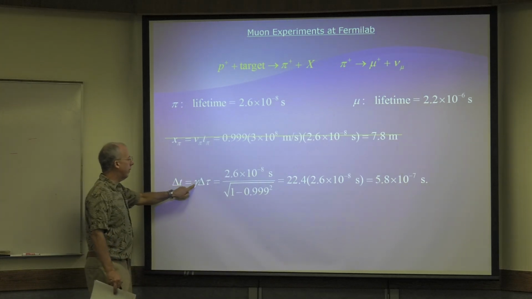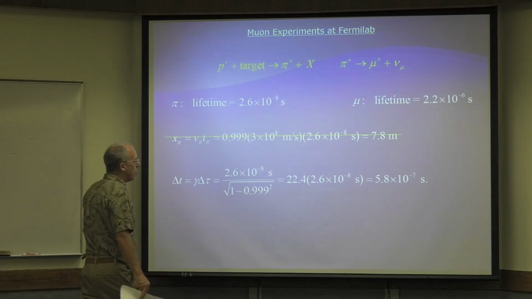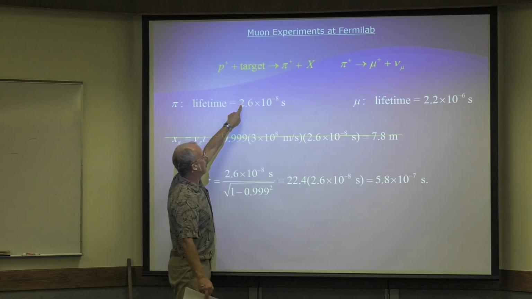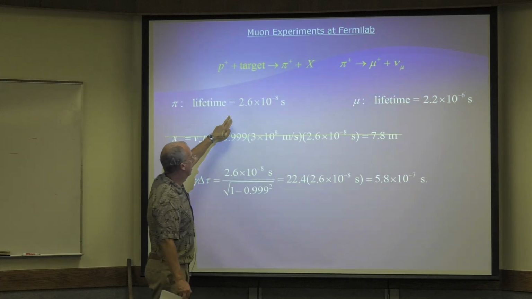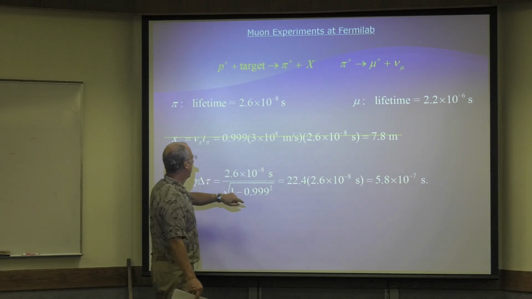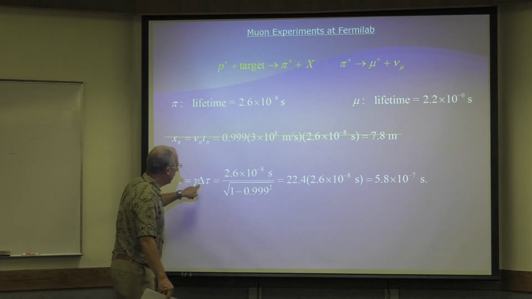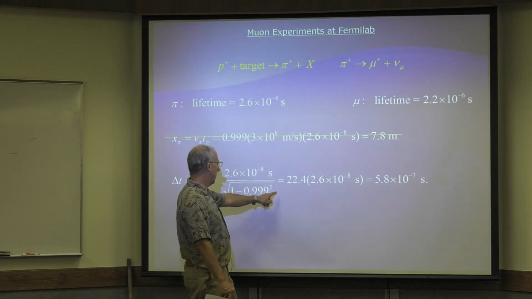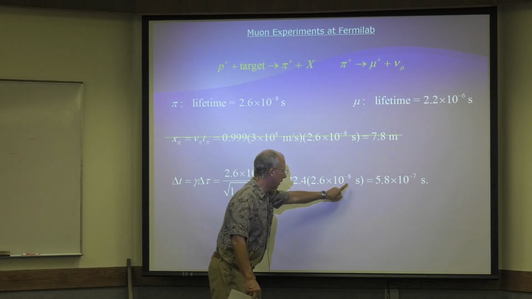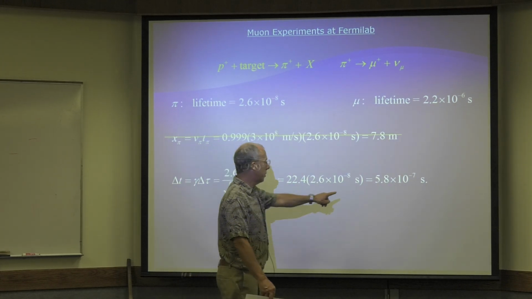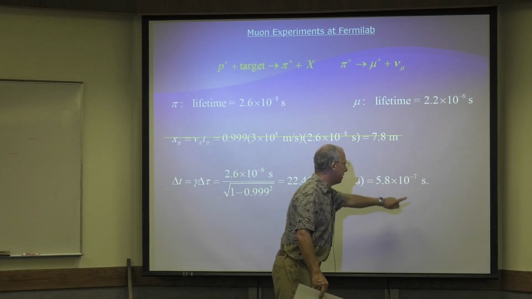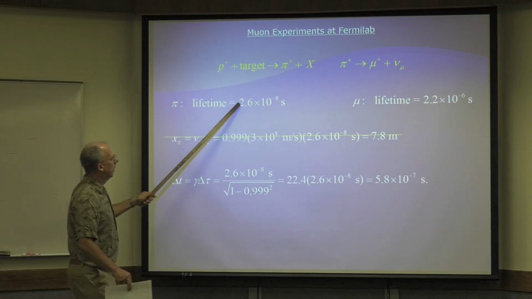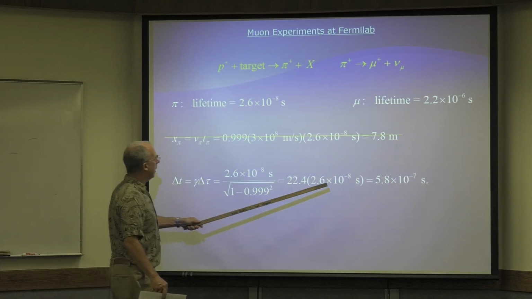So delta t equals gamma delta tau, right? Delta tau is the proper time, the lifetime at rest, 2.6 times 10 to the minus 8. Then we have to do the gamma. Gamma is 1 over the square root of 1 minus beta squared. And this comes out to be 22.4 times the proper time, which is 5.8 times 10 to the minus 7 seconds. So this is the dilated time.